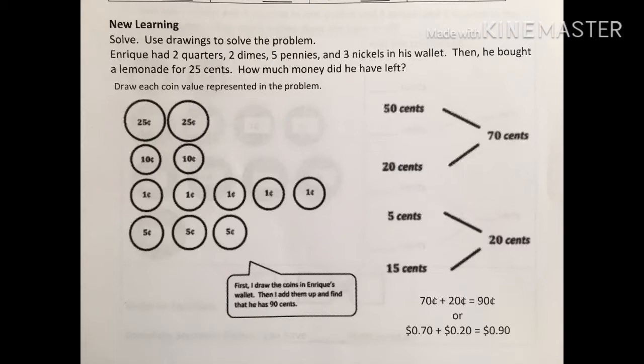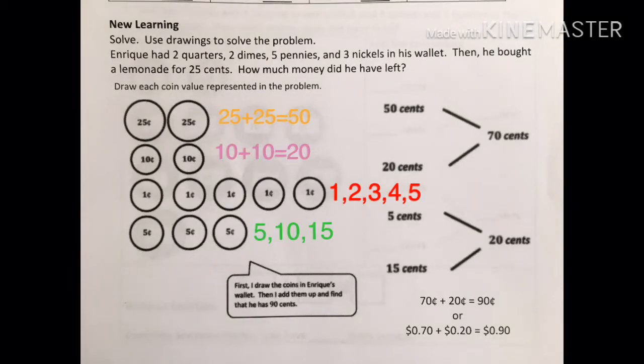The first money problem today says Enrique had 2 quarters, 2 dimes, 5 pennies, and 3 nickels in his wallet. So they're telling you to draw the coins, which is cool, and then add the coins, which is also cool. In order to add, you have to be able to skip count really, really well. That's what I did with the pennies and the nickels. You notice? 1, 2, 3, 4, 5, 5, 10, 15. I added the dimes. 10 plus 10 equals 20.